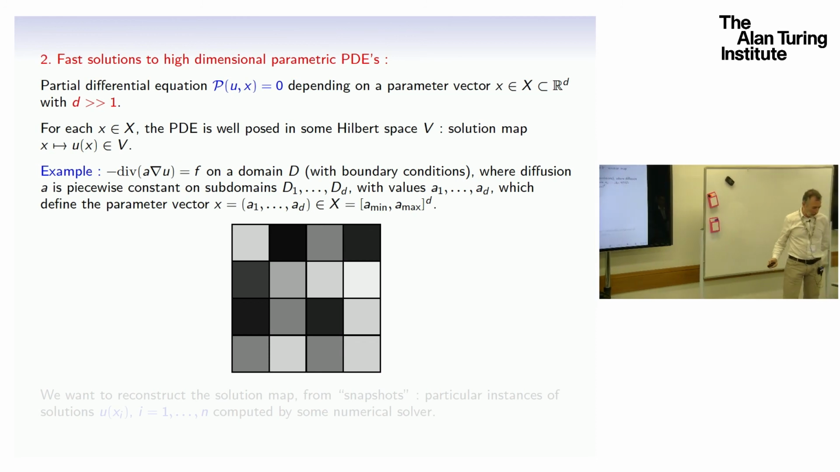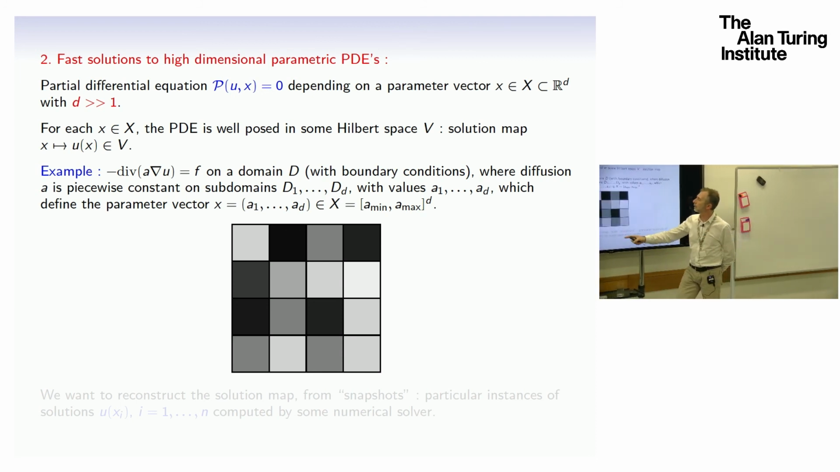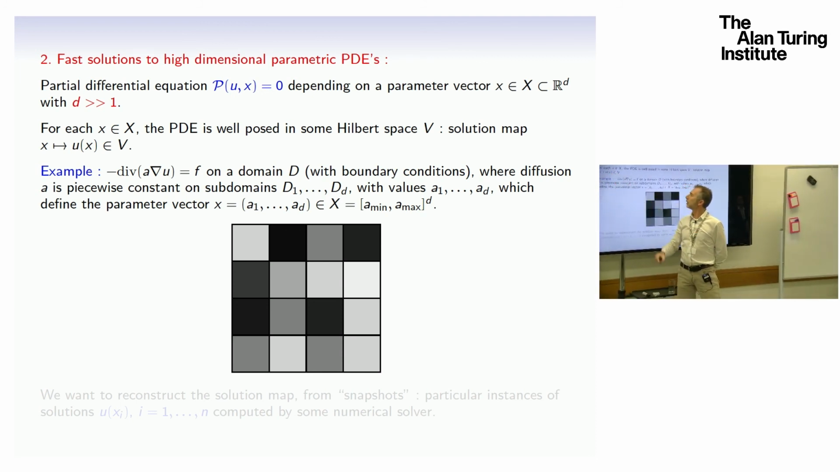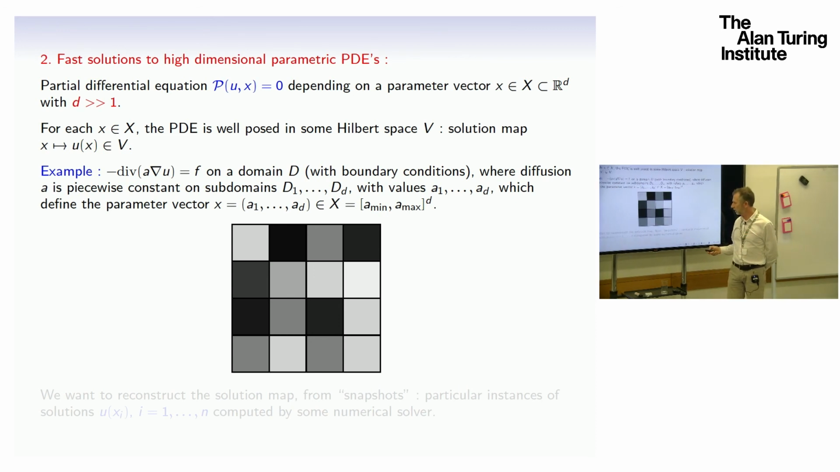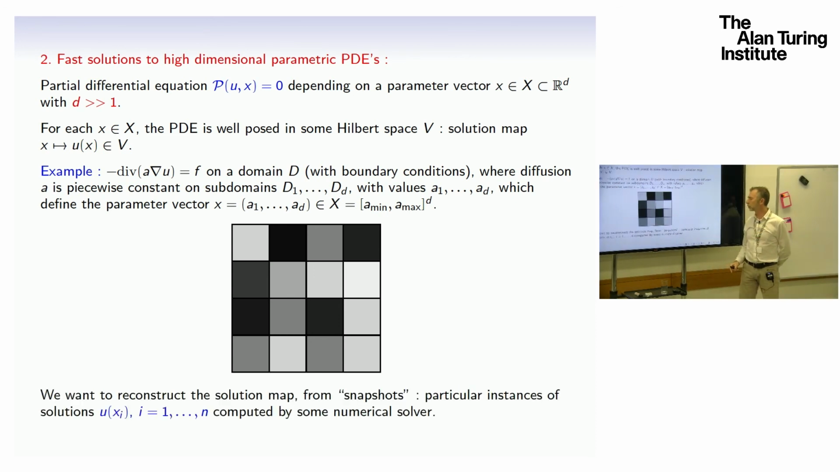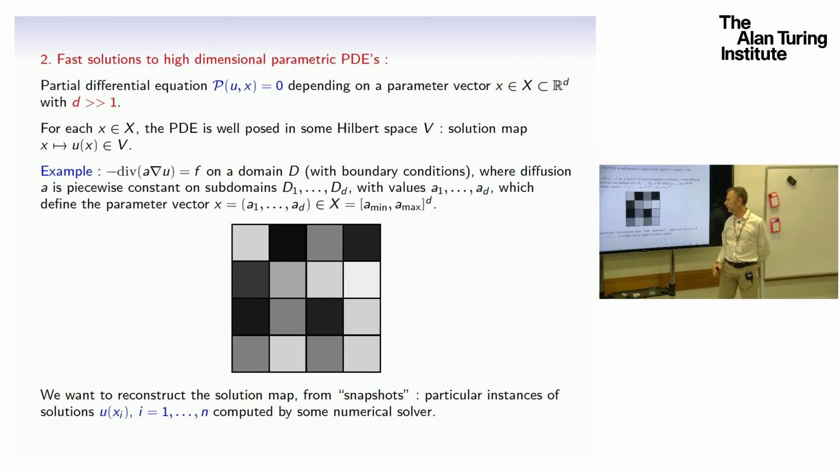Okay? So now you have this map, which is high dimensional. Every time you take one of these x, you get a solution. And what you would like to do here is to reconstruct this map, capture it numerically, again from a few measurements. What are these measurements? Now they are particular instances of solutions computed for particular instances of parameters using some numerical solver, your favorite PDE solver, finite element, finite difference, finite volume.